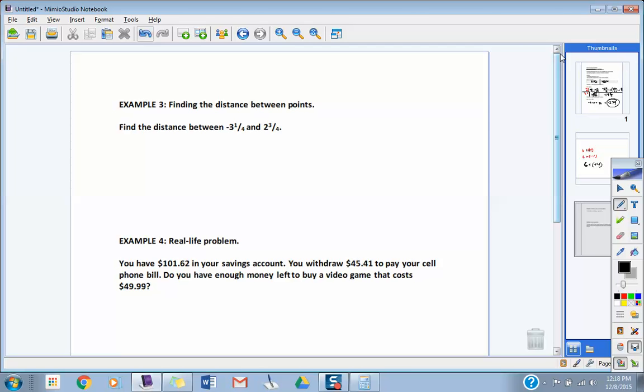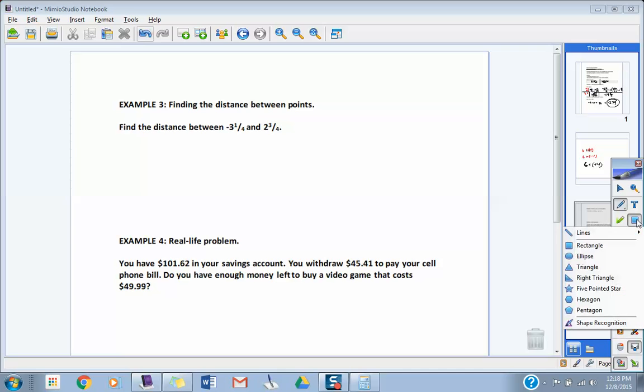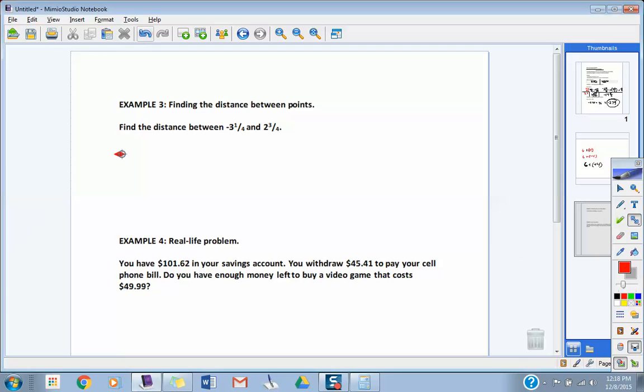Here's what we're going to do, guys. We're going to look at finding distance between points. All right? This is an interesting question. It says find the distance between negative 3 1/4 and 2 3/4. What I want you guys to do is sketch out a line like I'm about to do here. I kind of have a number line like so. I'm just going to pick the middle right here to be 0, and I want to know how much distance is between them.